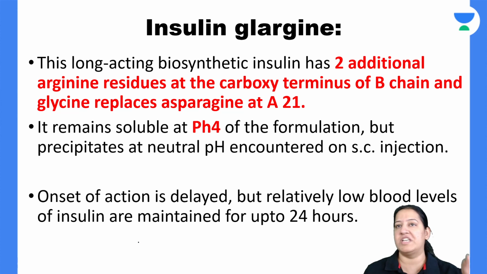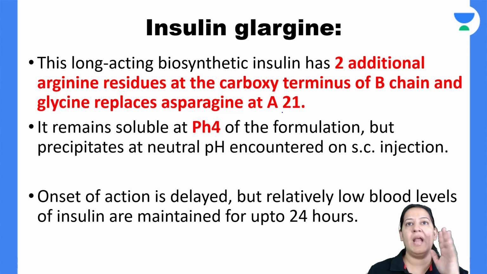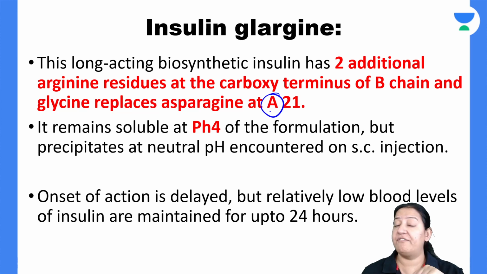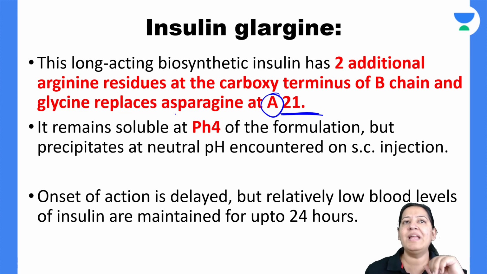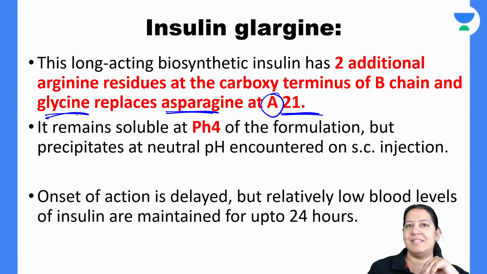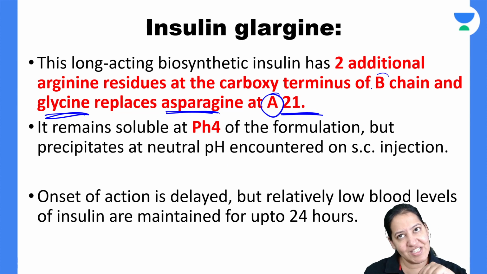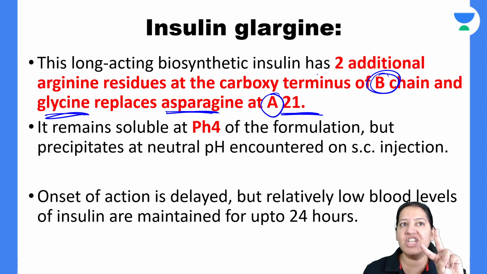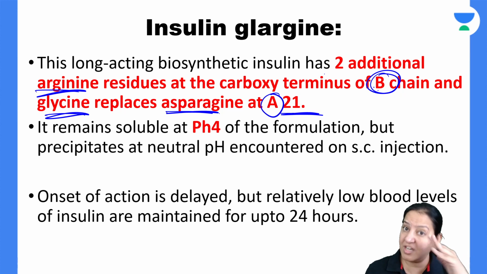In glargine we make two changes. Number one, at the alpha chain, not beta. The last amino acid of the alpha chain. How many amino acids are in alpha? 21. So at position 21, normally there is asparagine. It is replaced by glycine. Number two, in the beta chain, we are adding two additional arginine residues at the end. Apart from 30, the beta chain goes from 30 to 32.